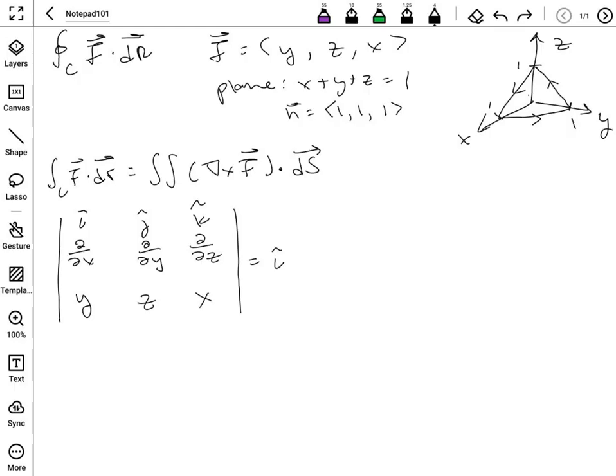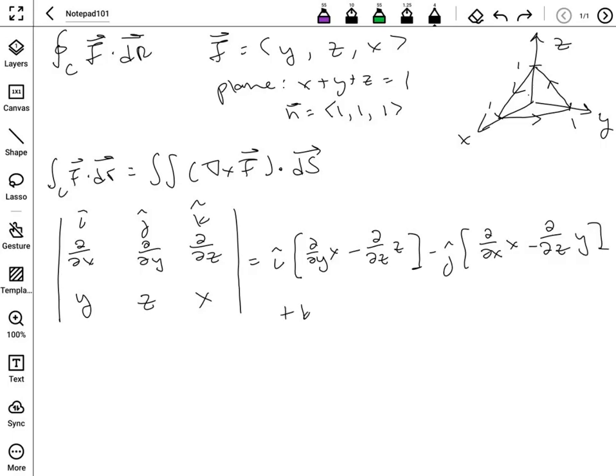Because I'm a little crunched for time, I'm not going to talk through the details of computing the curl. I take a component and do the determinant of the entries that don't line up with it. So I've got i hat (d/dy of x minus d/dz of z) minus j hat (d/dx of x minus d/dz of y) plus k hat times (d/dx of z minus d/dy of y).